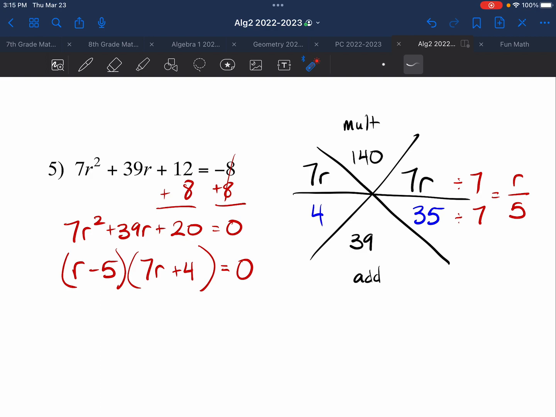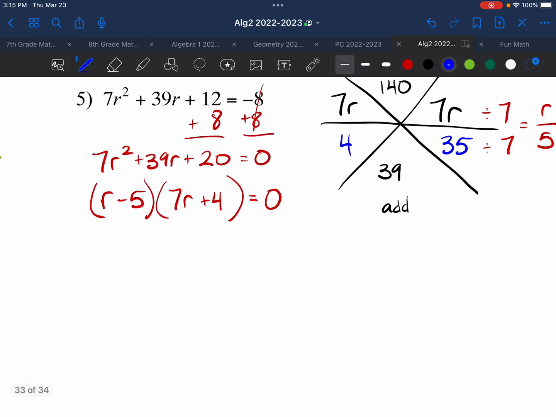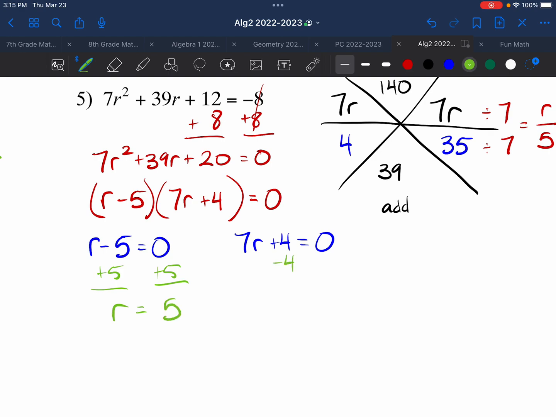So just like in number 4, I can say if this is equal to 0, that would be a solution. And if this thing is equal to 0, that would be a solution. So I say r minus 5, that could be 0. That is a solution. And I say 7r plus 4, that also could be a solution. So when I add 5 to both sides, that's going to give me r is equal to 5.